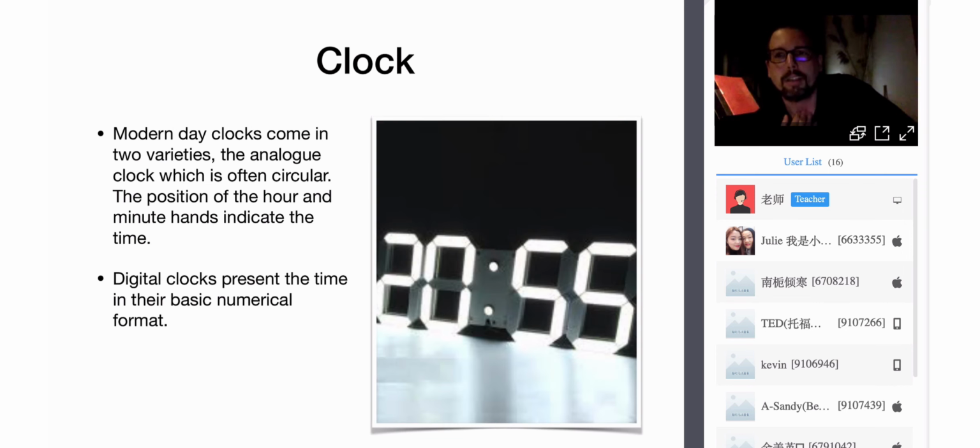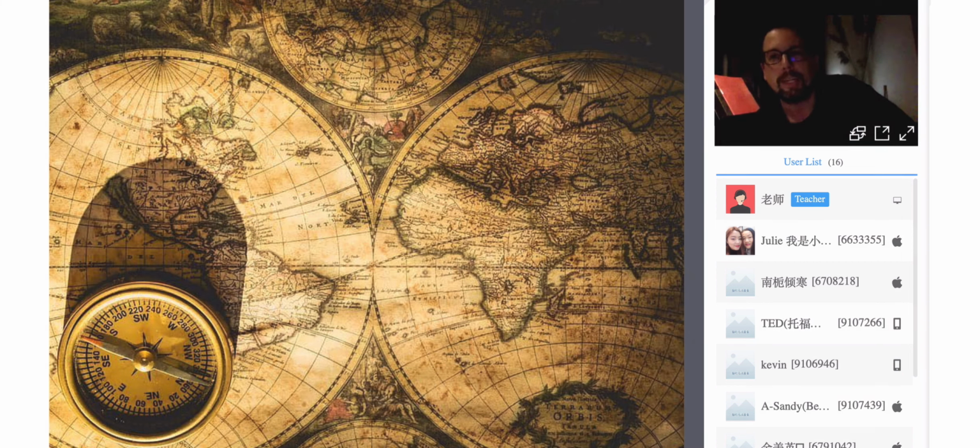Today, clocks come in two versions: the analog mechanical clock, which is often circular, where the position of the hour and minute hands indicate the time, and digital clocks, where the time is represented in their basic numerical format. There are 24 hours in a day. Why? We'll talk about why when we get to the telescope.